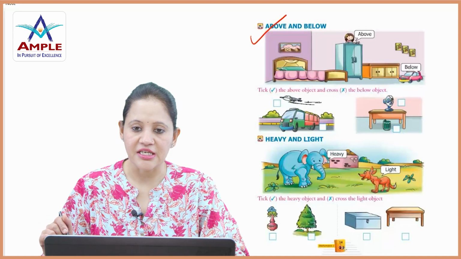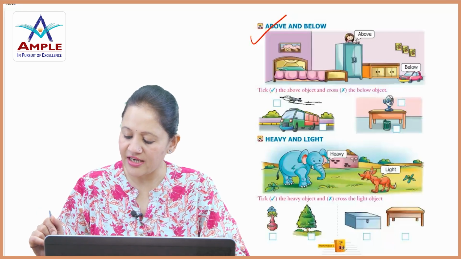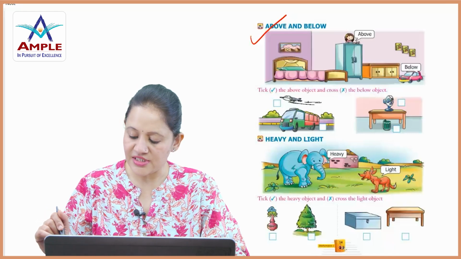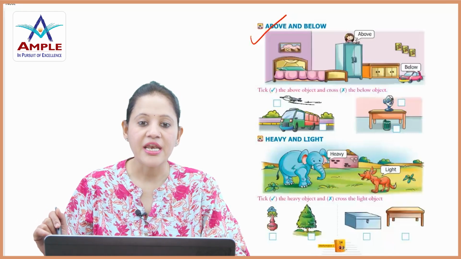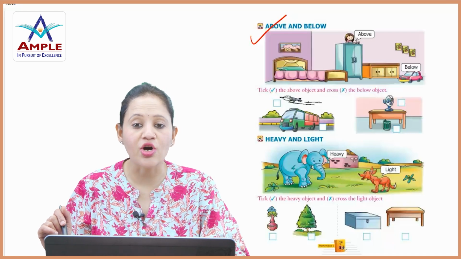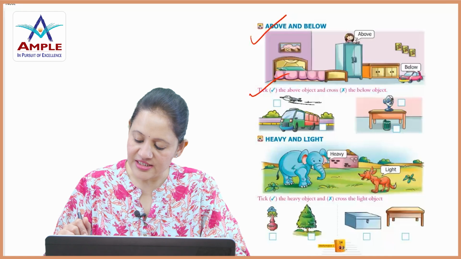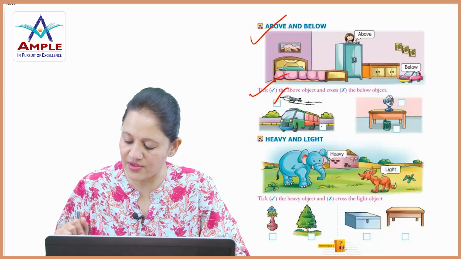So, here you can see the girl is above and this car is below. Clear? You can see in the picture. Understand? This is above and this is below. Next, take the above object and cross the below object. So, this is above and this is below.